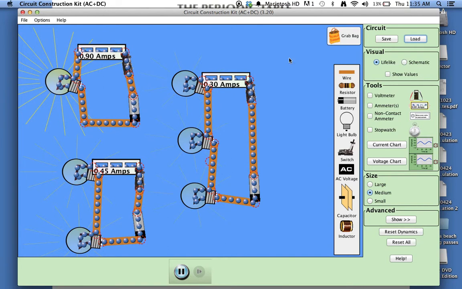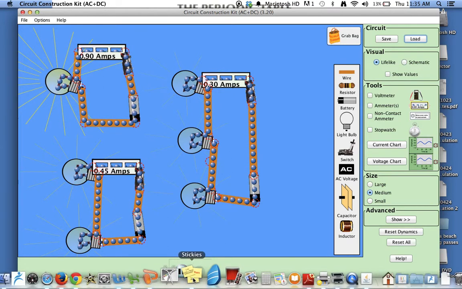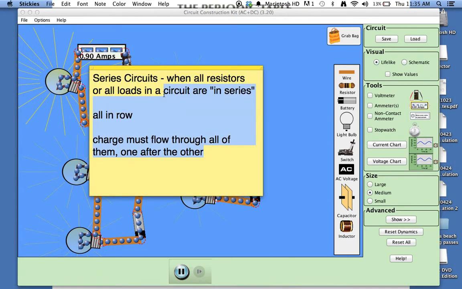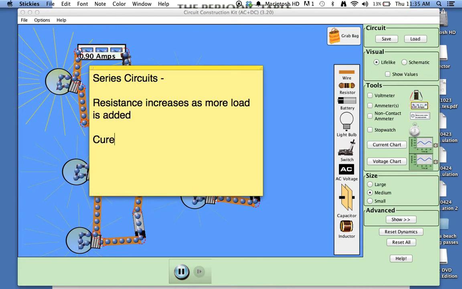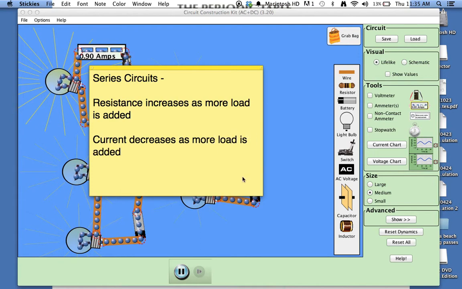Okay, so this is a series circuit. Just to review, in a series circuit, resistance increases as more load is added. This means that current decreases as more load is added. Okay, now let's compare this to parallel circuits.